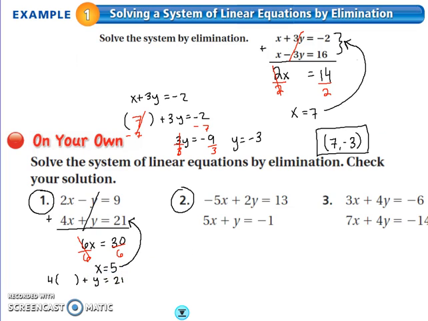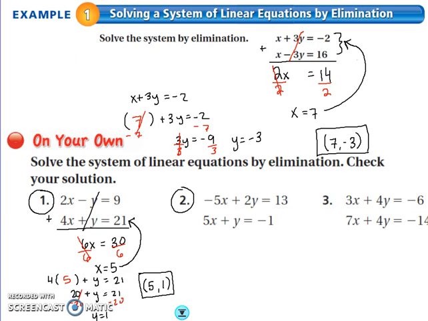So 4 times x, which is 5, plus y is equal to 21. Simplifying, 4 times 5 is 20. 20 plus y is equal to 21. Subtracting that 20 from both sides, y is equal to positive 1. So I have my x value of 5 and my y value of 1, so the point of intersection is the point (5, 1).